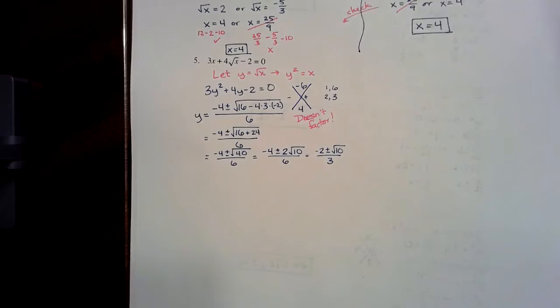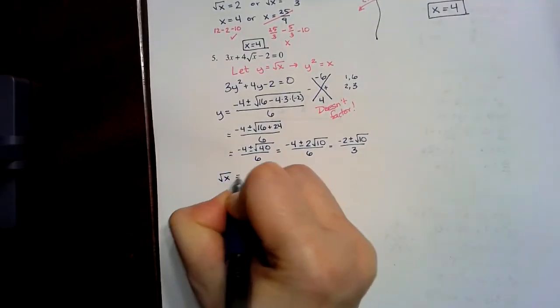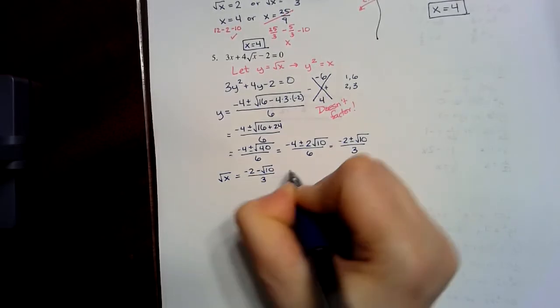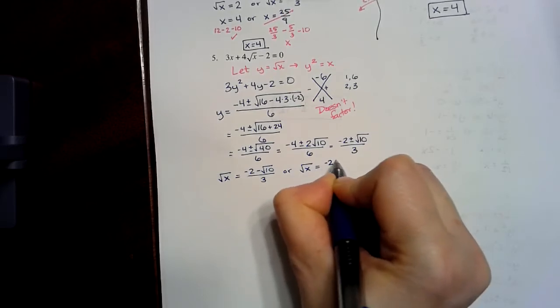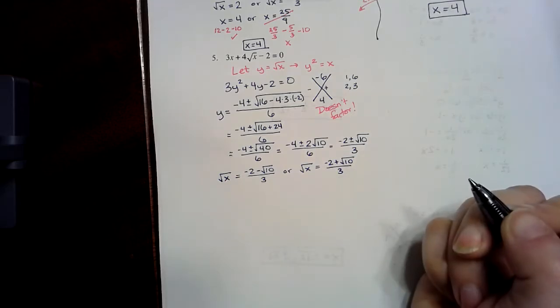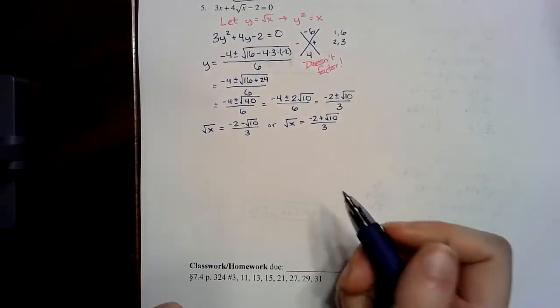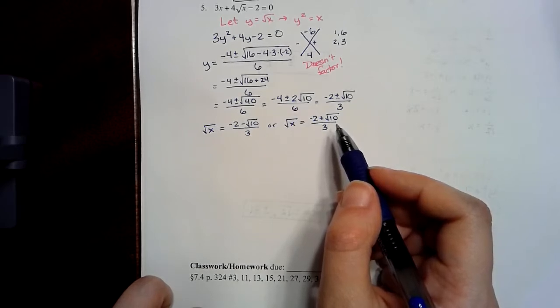Okay. But remember, this was my y value. I still have not found x. So I could have root x being negative 2 minus root 10 over 3, or the root of x is negative 2 plus root 10 over 3. And again, I will solve by squaring both sides, which means I have to check my answer when I'm done.